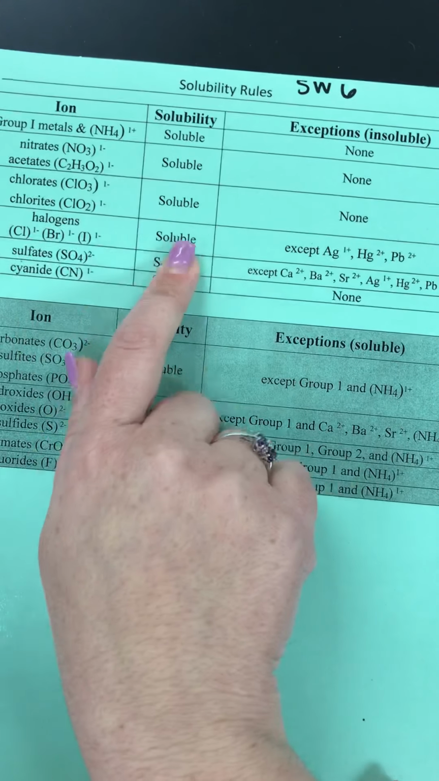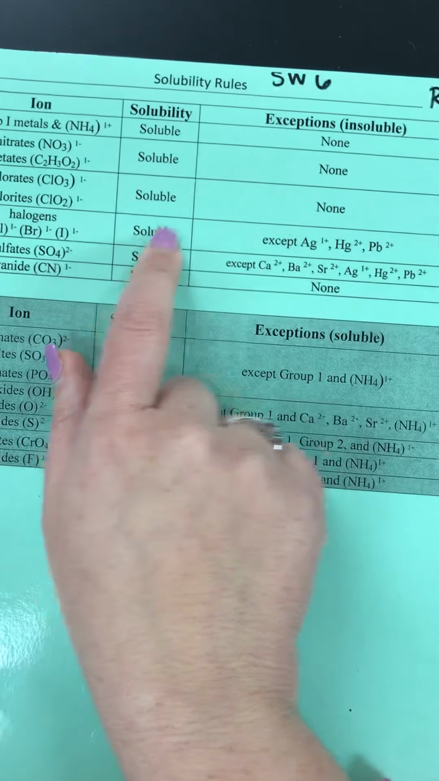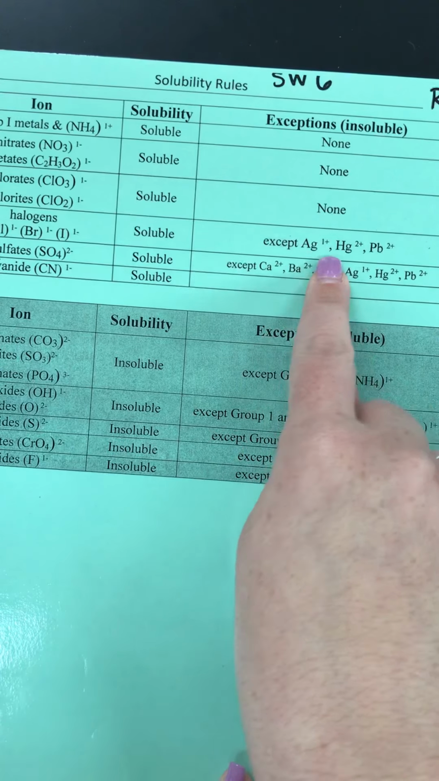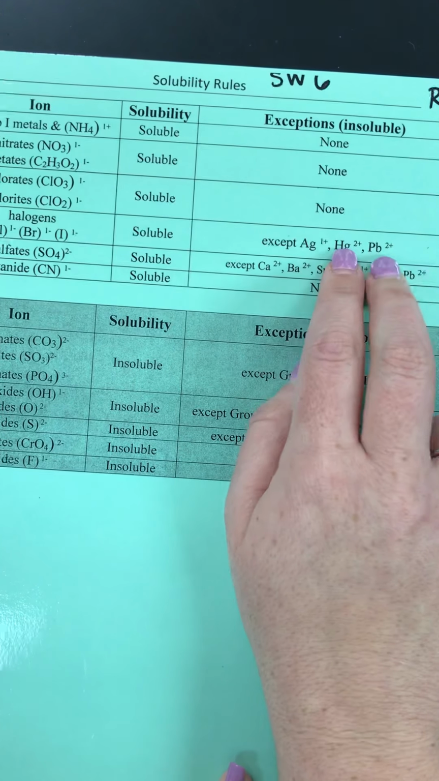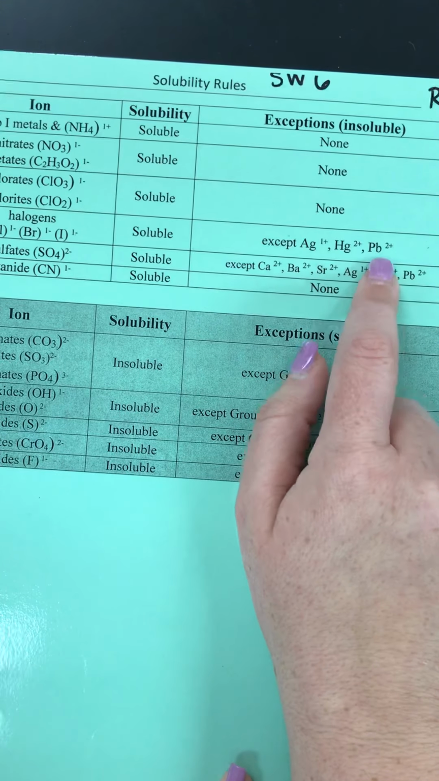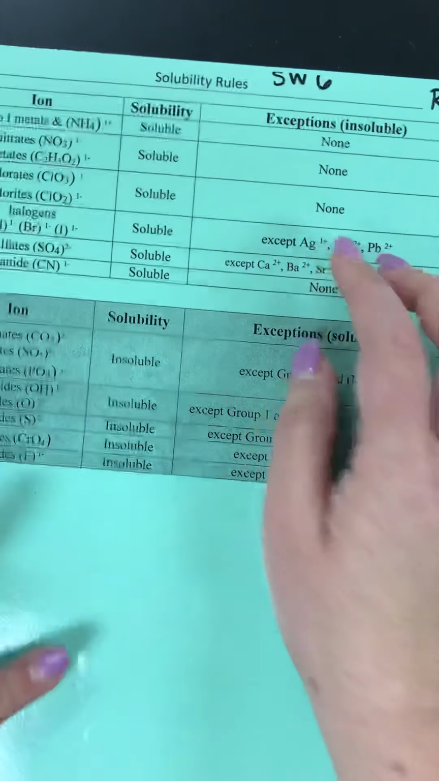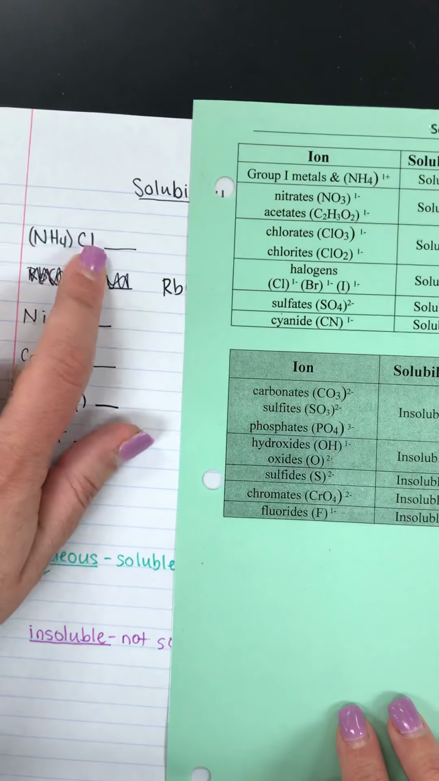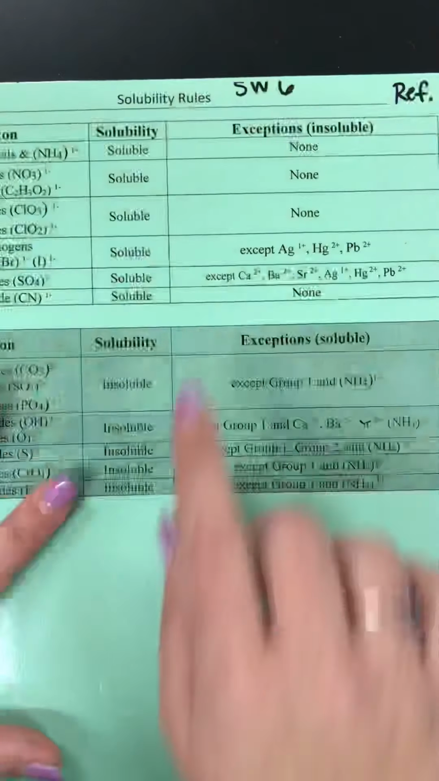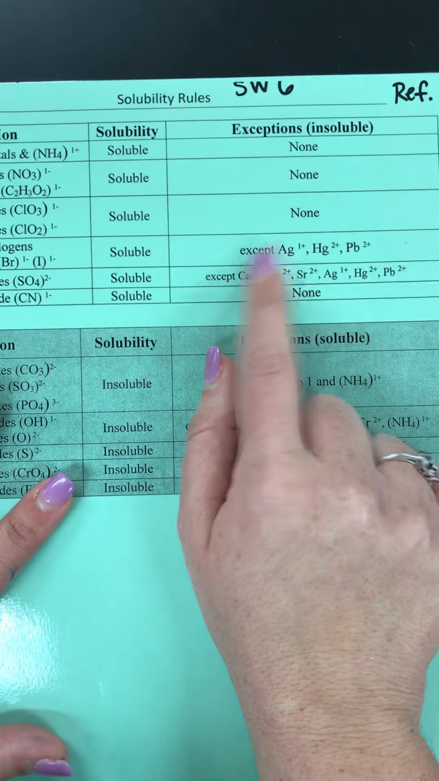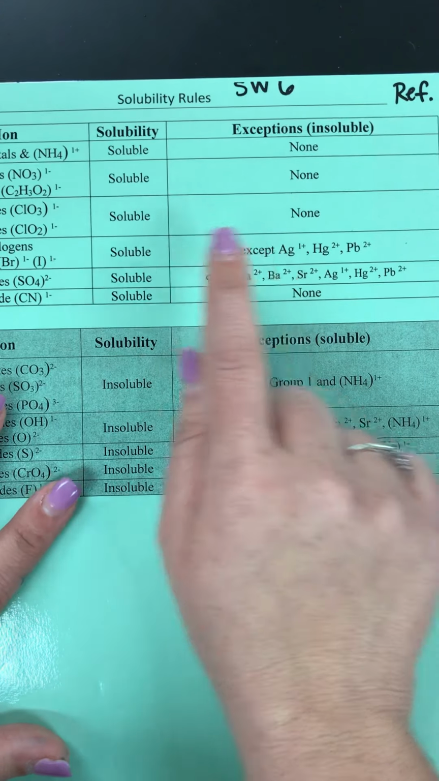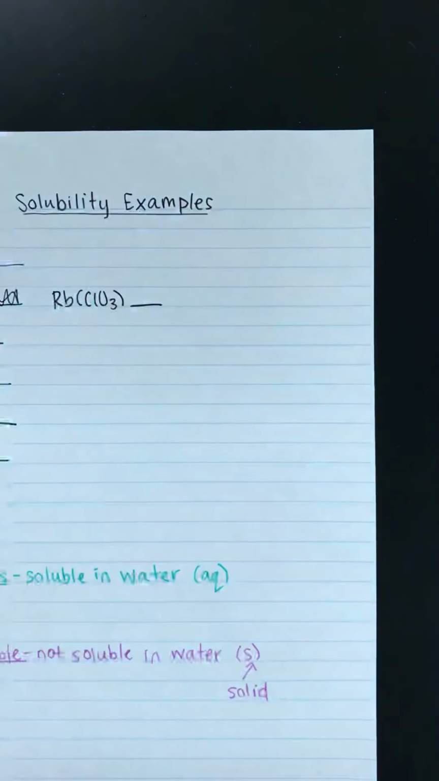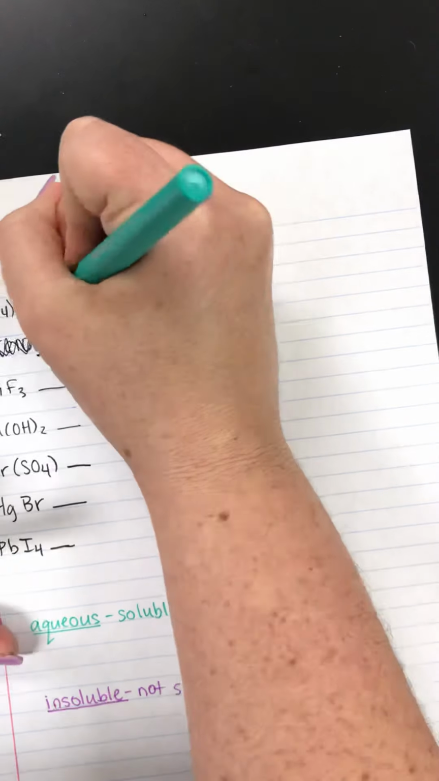So it's gonna be soluble, so it would be AQ, unless it's with Ag, Hg, or Pb. Specifically, Hg2+ and Pb2+. All right, so those are the things that we gotta look for. So our very first thing listed, we have chlorine, and it's with NH4. Well, NH4 is not on this exceptions list, which means it's not an exception, and it's gonna stay soluble. And the symbol for soluble is AQ for aqueous, okay?